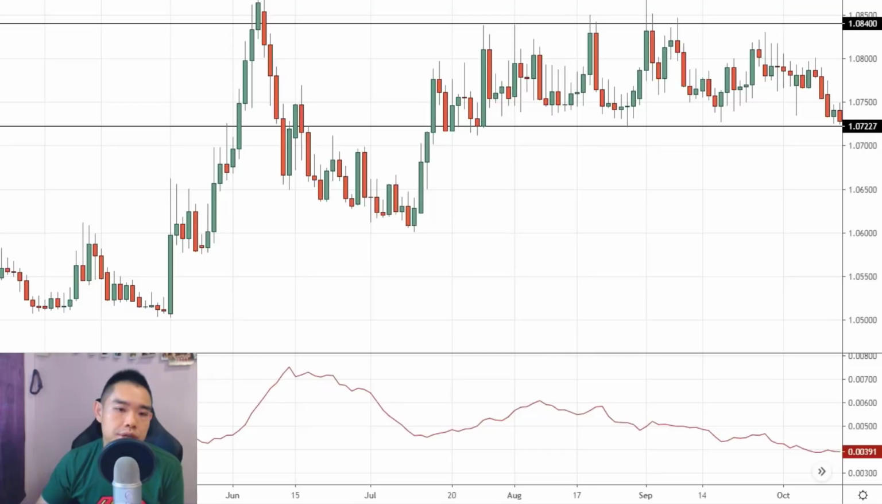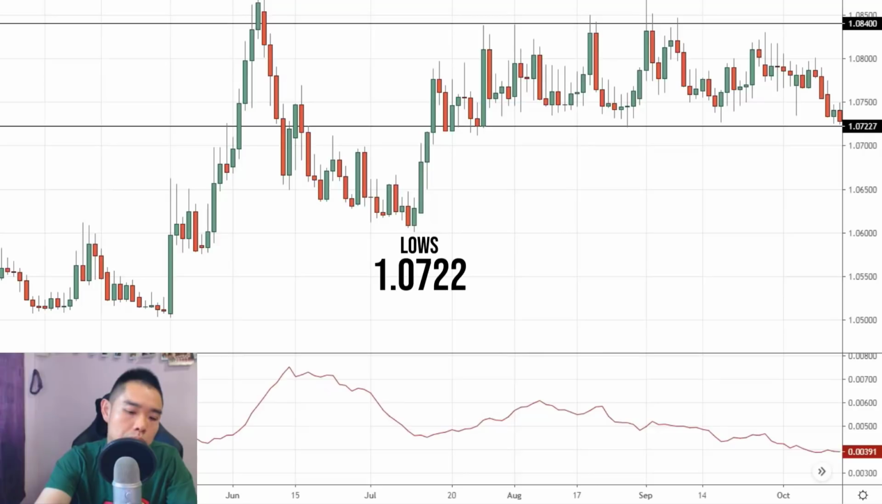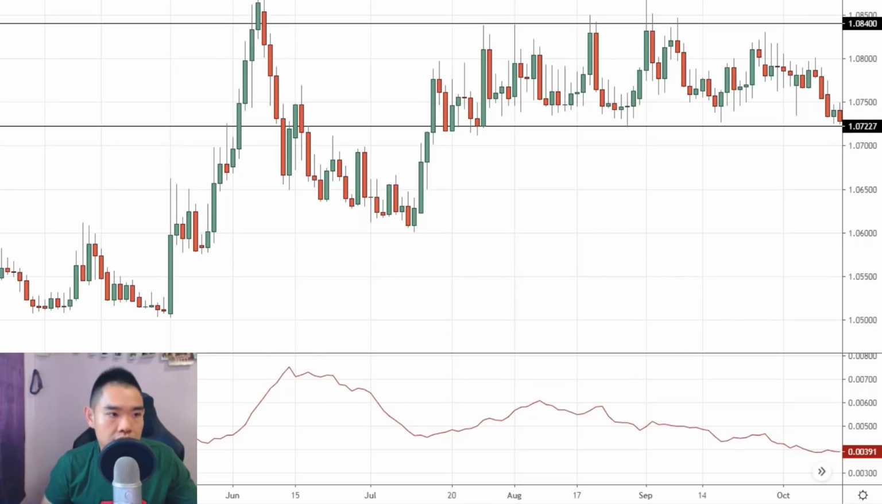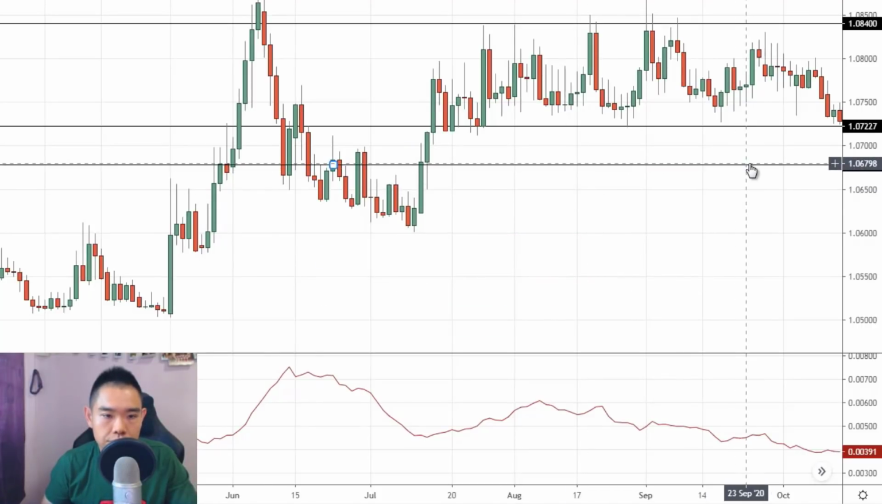So what you want to do is find out the low of support. We can either treat it as this level here, or if you want to be more precise, you can even use this level over here. But let's keep things simple. Let's use the low as 10722. So you take this level, 10722, and minus 40 pips, and it gives me something like 10682. So my stop loss is going to be at 10682, which is at this level over here.